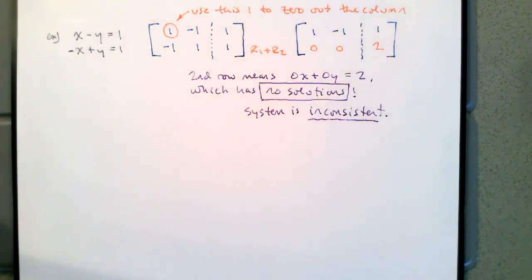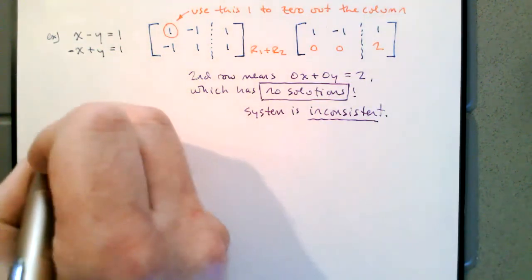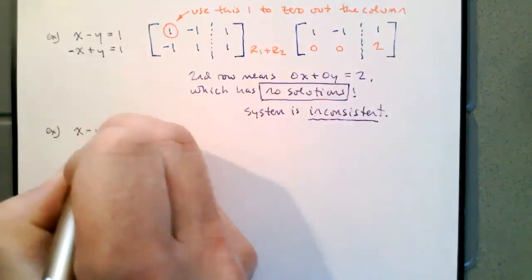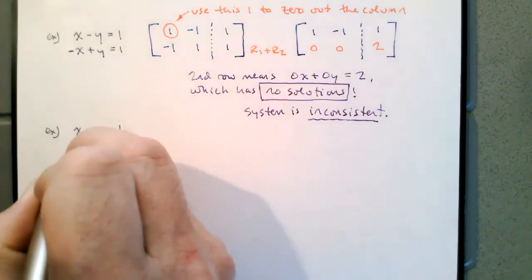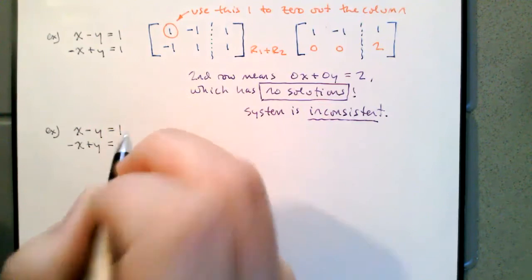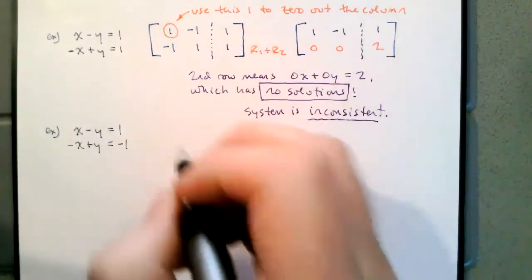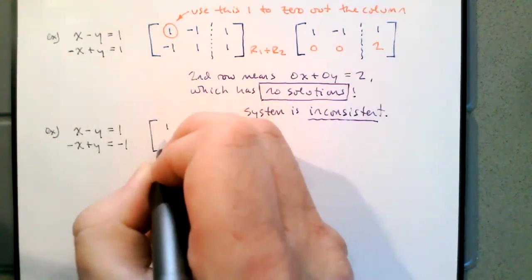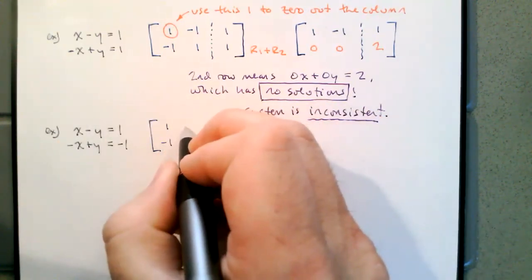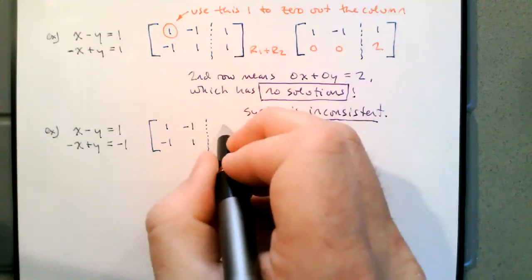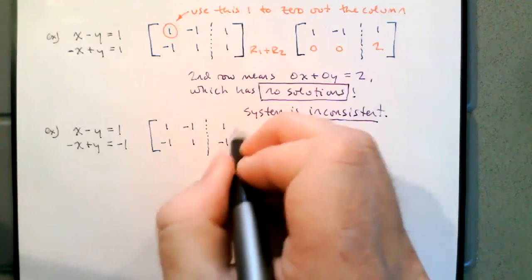Because in the third example, we had infinitely many solutions. So let's write down that system, where we still have x minus y is equal to 1. And then this one, minus x plus y, is equal to -1. Let's make our augmented matrix. Our x column will be 1, -1. Our y column is -1, 1, and we can already see what's going to happen.